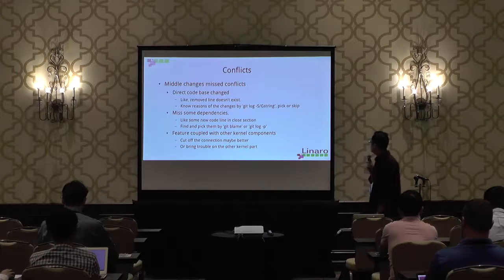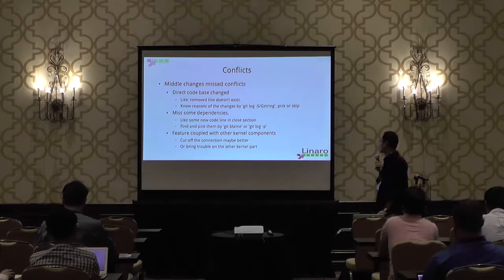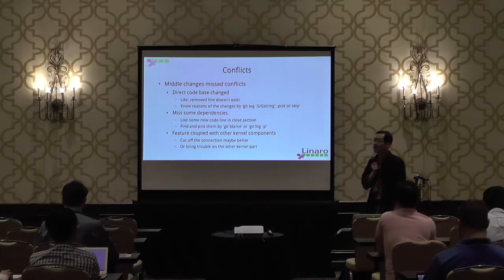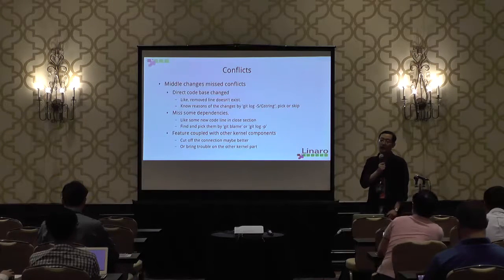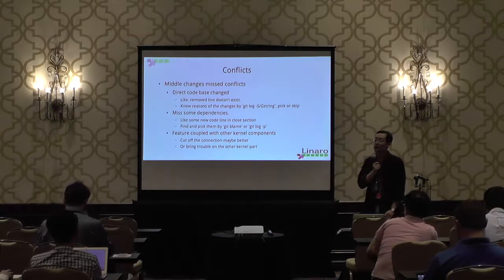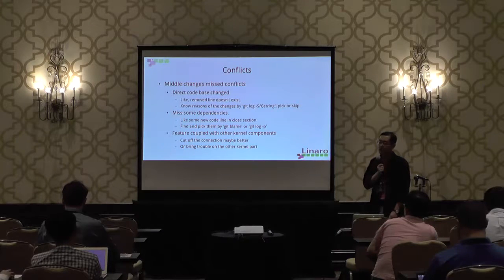The last one is actually the most difficult one: your backport feature is coupled with some other kernel component. Like when I was doing the backporting of EAS, lots of scheduler features were coupled with the new mask scheduler. That's very close and it's hard to figure out all the commits. It becomes difficult since the scheduler part is also coupled with kernel memory. So if you want to backport with all the dependencies, you almost need everything.